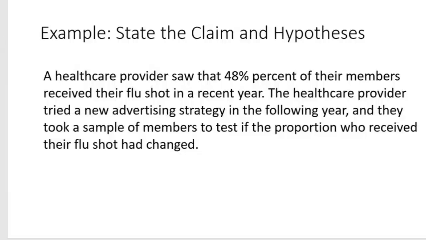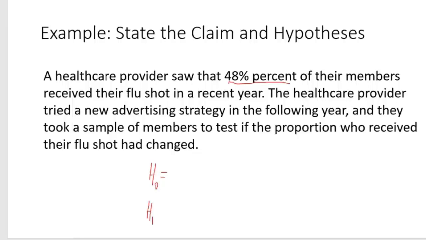Just a little bit of practice then here. We want to state the claim and the hypotheses. Starting out, we know that we're going to have an H sub 0 and an H sub 1, and you know that H sub 0 should say equal. We don't have any idea about this yet. So a healthcare provider saw that 48% of their members received their flu shots in a recent year. All right, so that's a proportion. Now we're looking at making testing claims about a population.